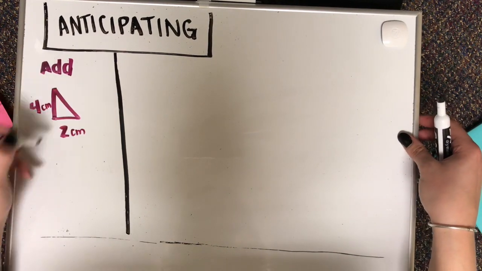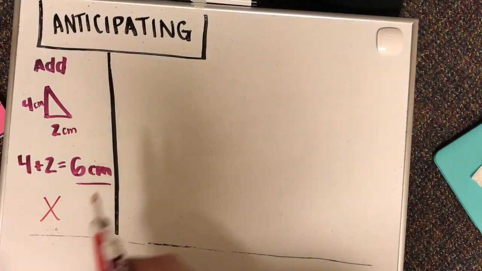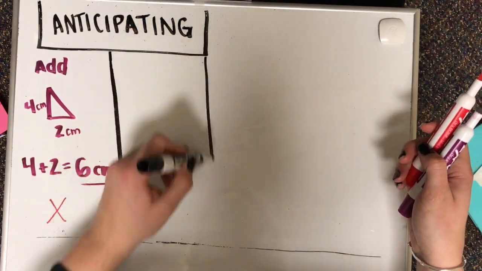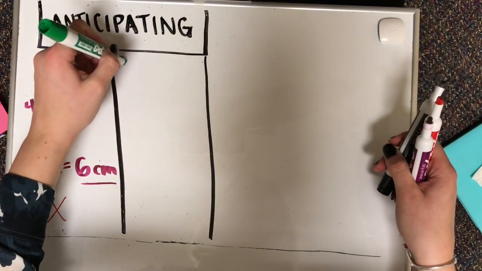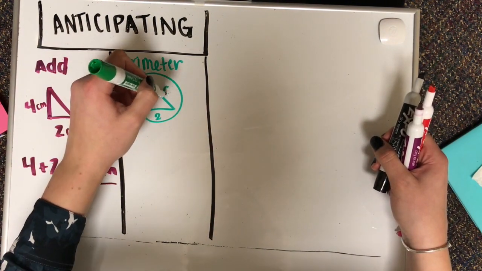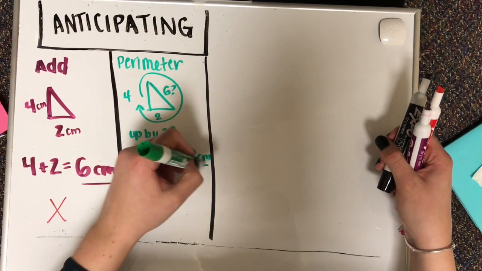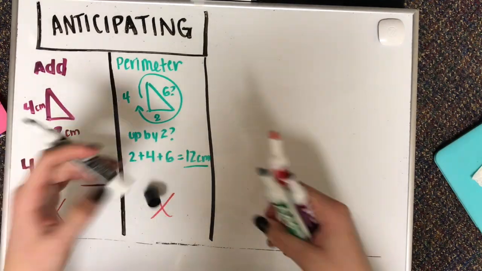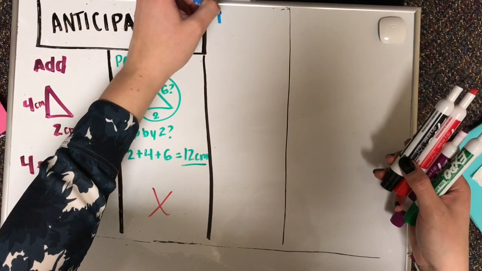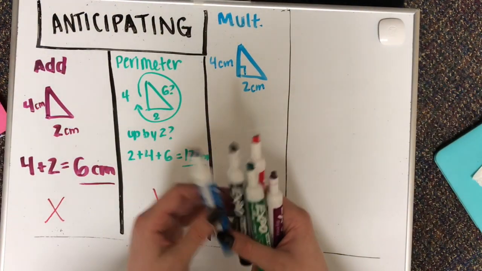So the first one that I thought of was if students simply added the 4 and 2 together to get 6 centimeters, which obviously isn't correct and doesn't show the area in any way. And additionally, they wouldn't have centimeters squared because they don't have the area. The second one I found was perimeter. So them kind of guessing that 2 and 4 would make the third side 6 and adding those up to get 12, in which case they would be trying to look for the perimeter and not the area.